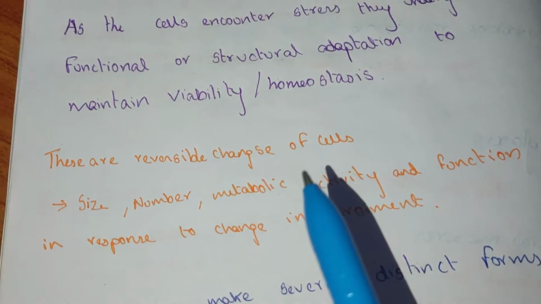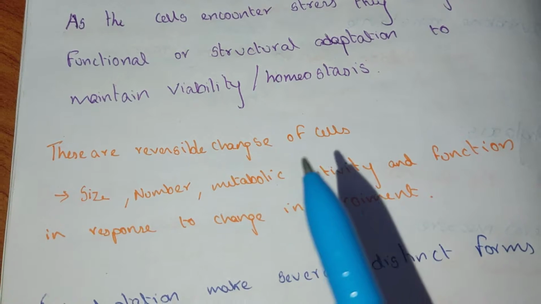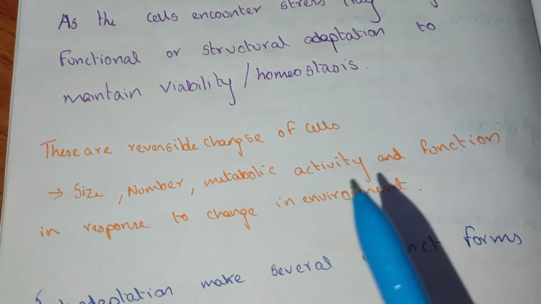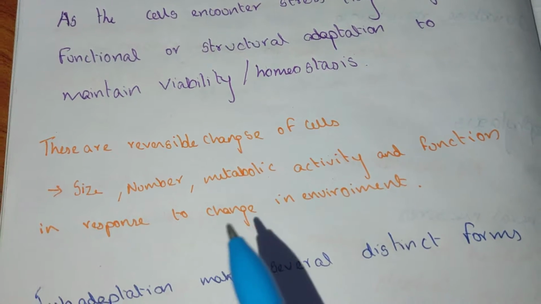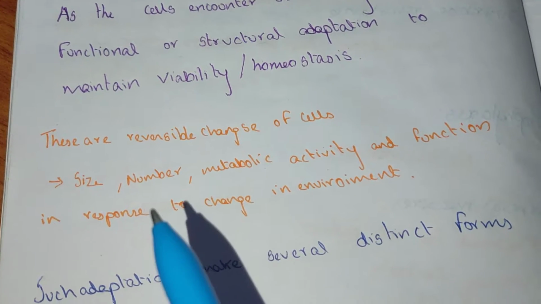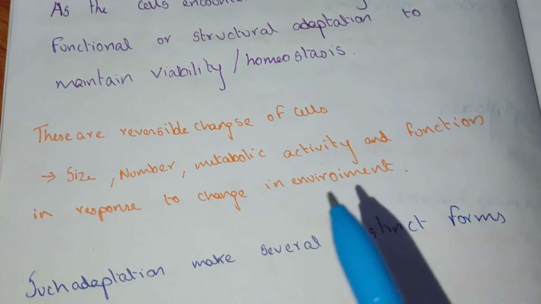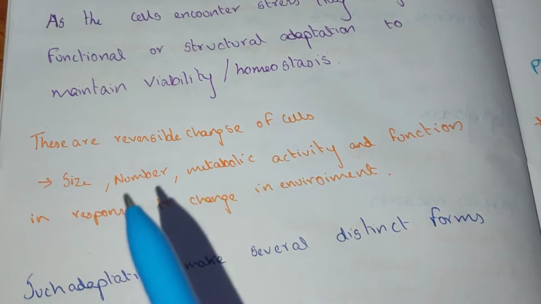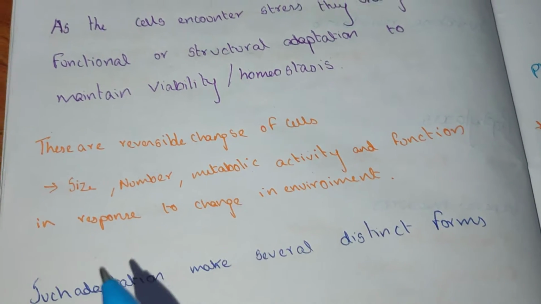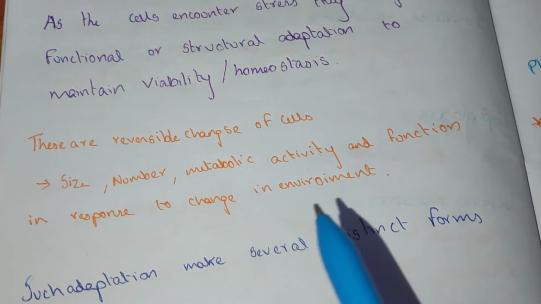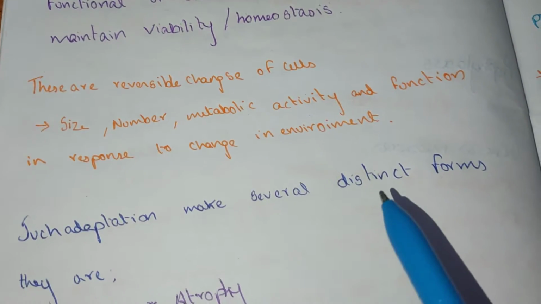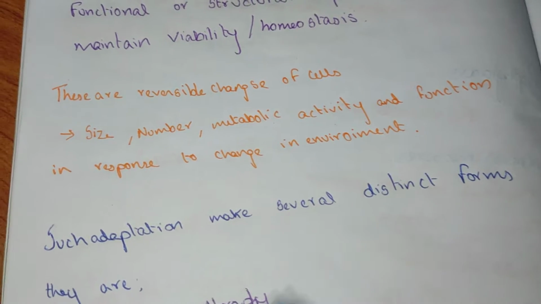They are reversible changes of the cell, like size, number, metabolic activity and function, in response to change in environment. These are the factors which change structurally and functionally: size, number, metabolic activity and function in response to the change in environment. Such adaptation makes several distinct forms.